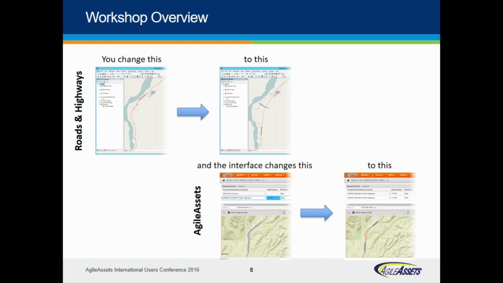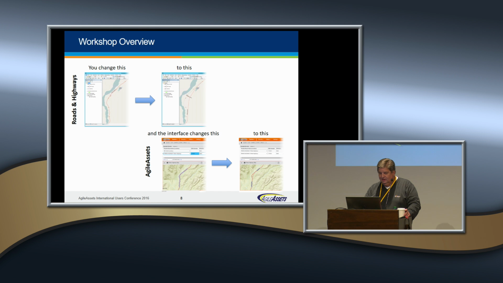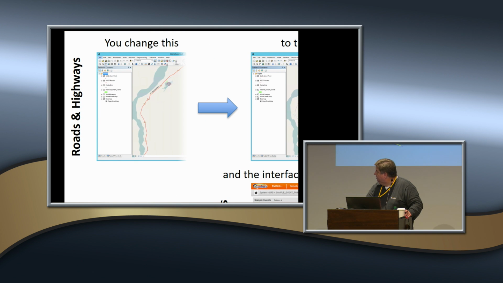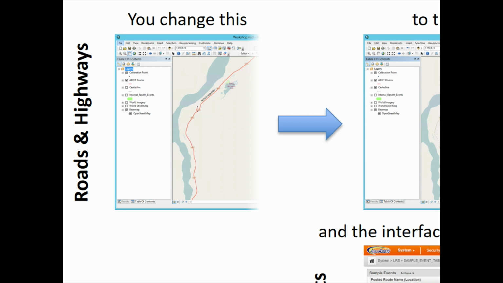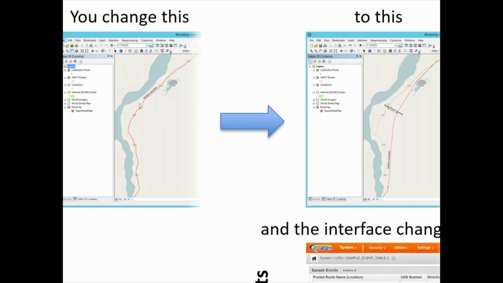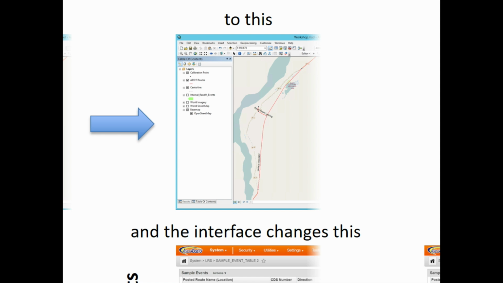So the whole idea is in Roads and Highways, you may make a change. Say, here's your before alignment, and this is what the workshop guys just did a couple of minutes ago, and you realign it from that to this. That's all you have to do there. You just save your changes. My cursor's not showing up there. I'm trying to get my cursor back.